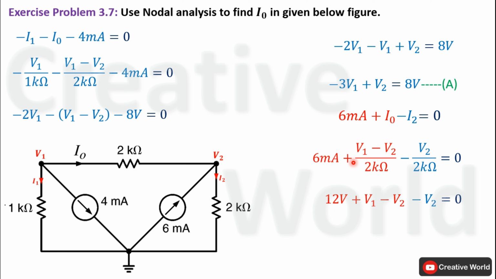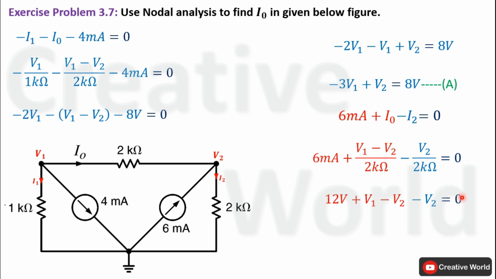Here product of 2 kilo ohm will cancel out with 2 kilo ohm in denominator. Only V1 minus V2 will left. Here product of 2 kilo ohm will also cancel out with 2 kilo ohm in denominator. Only V2 will left. Now rearrange this equation.